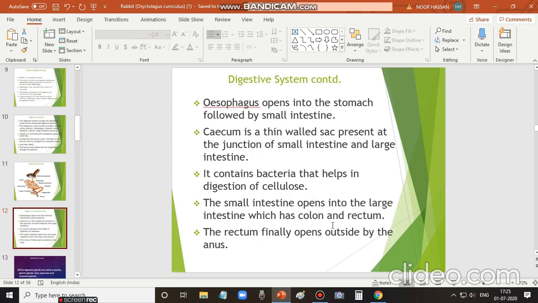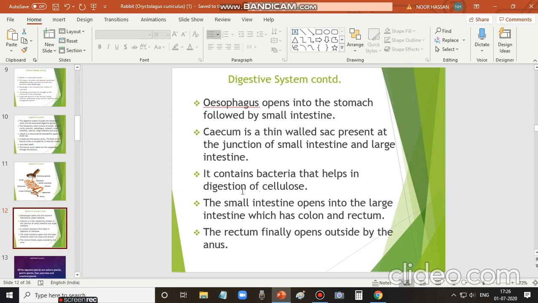Why is the cecum present? It contains bacteria that help in digestion of cellulose. More bacteria are present in the cecum because it is a herbivorous animal. It eats lots of grass and plant products, which are made of a hard substance called cellulose. In order to digest cellulose, bacteria are present in the cecum, and they help in digestion of cellulose by secreting some enzymes.